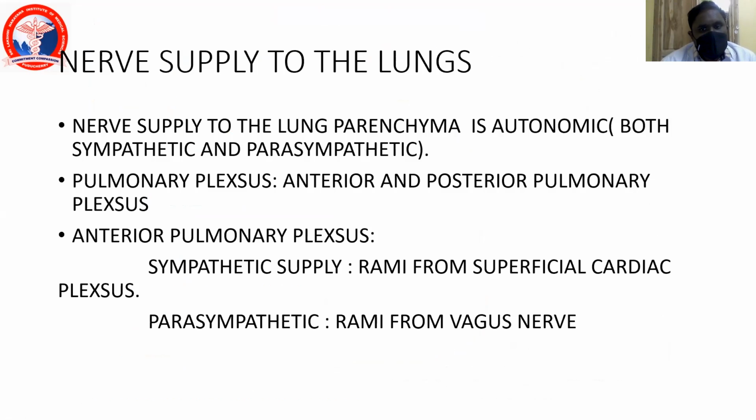Nerve supply to the lung parenchyma is autonomic, both sympathetic and parasympathetic. Pulmonary plexus, anterior and posterior pulmonary plexus. Anterior pulmonary plexus is formed by rami from the superficial. Nerve supply to the lung parenchyma.